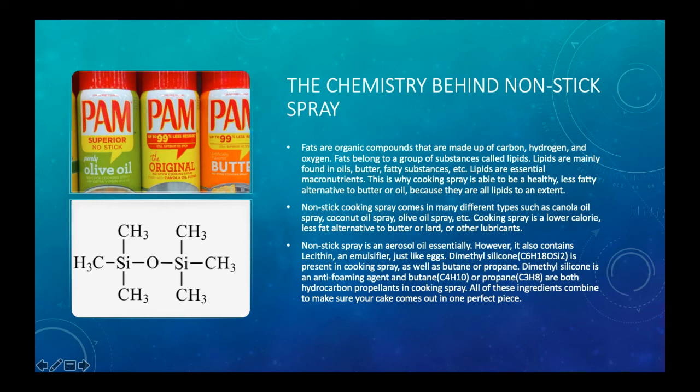Non-stick cooking spray comes in many different types, such as canola oil spray, coconut oil spray, olive oil spray, etc. Cooking spray is a lower calorie, less fat alternative to butter or lard or other lubricants. Non-stick spray is an aerosol oil essentially. However, it also contains lecithin, an emulsifier just like eggs. Dimethylsilicone is present in cooking sprays as well as butane and propane. Dimethylsilicone is an anti-foaming agent, and butane or propane are both hydrocarbon propellants in cooking spray. All of these ingredients combine to make sure your cake comes out in one perfect piece.